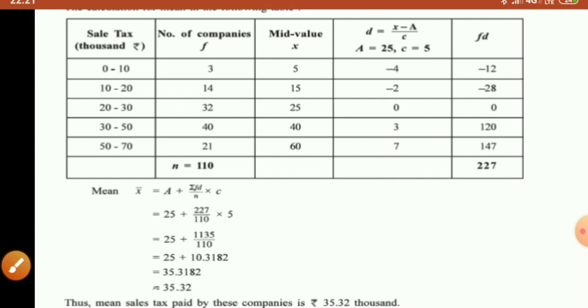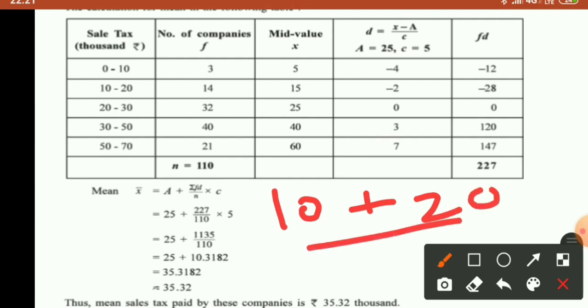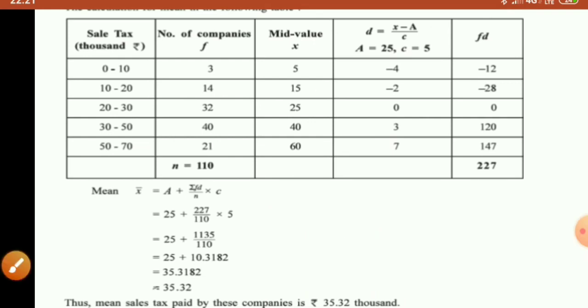In the same way, 10 plus 20 divided by 2 is equal to 15. So I have written 15 over here. Now similarly, 20 plus 30 divided by 2 is 25. 30 plus 50 divided by 2 is 40. And 50 plus 70 divided by 2 is 60. So I got the mid values, that is xi.